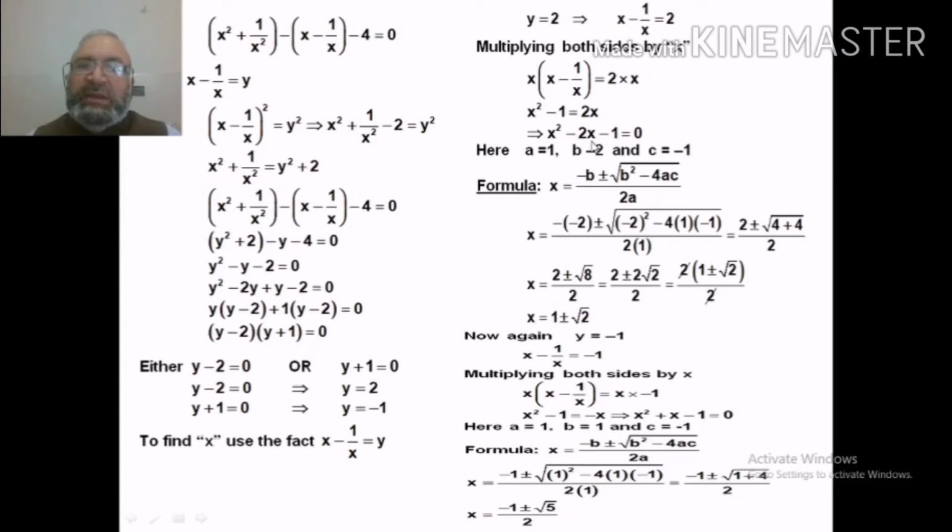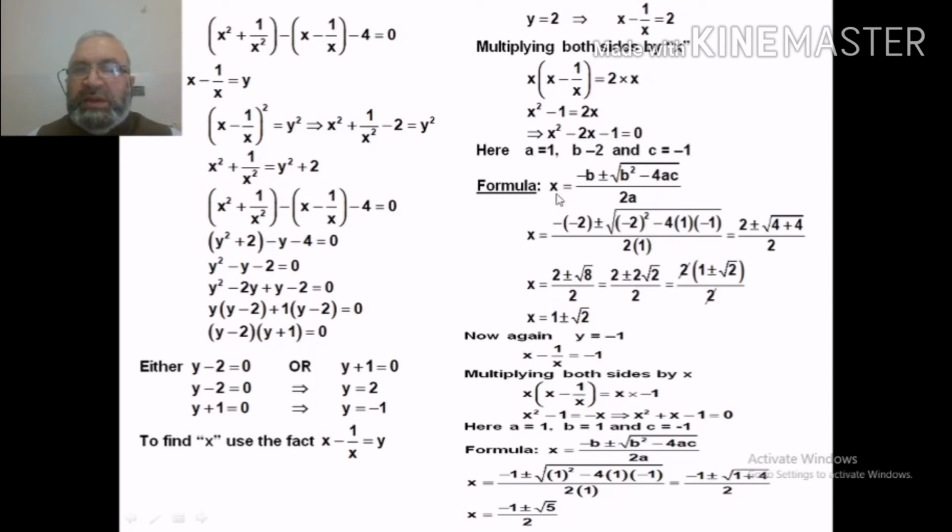So we take another example, another method: by completing the square or by quadratic formula. So by quadratic formula we solve this equation. Comparing this equation with the standard form of a quadratic equation, ax square plus bx plus c equal to 0, we get a is equal to 1, the coefficient of x square, b is equal to minus 2, the coefficient of x, and c, the constant term, is equal to minus 1.